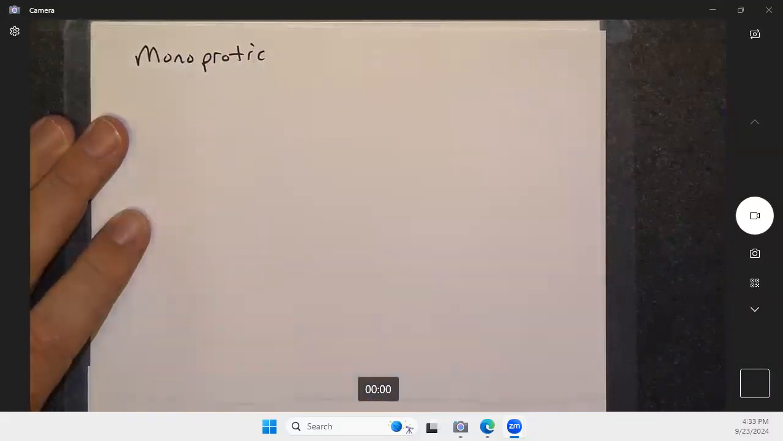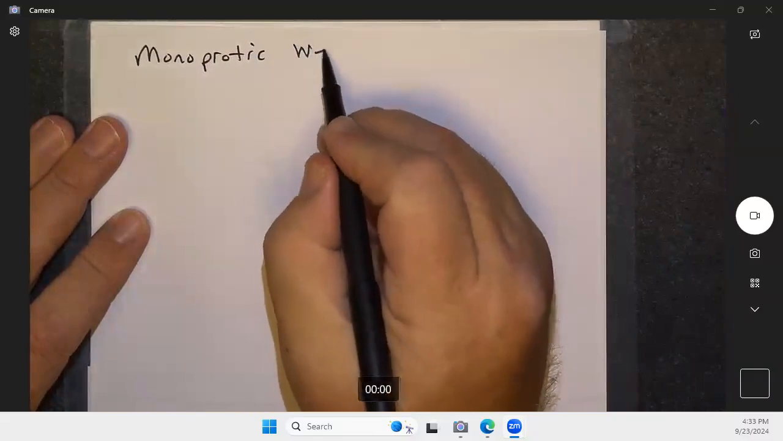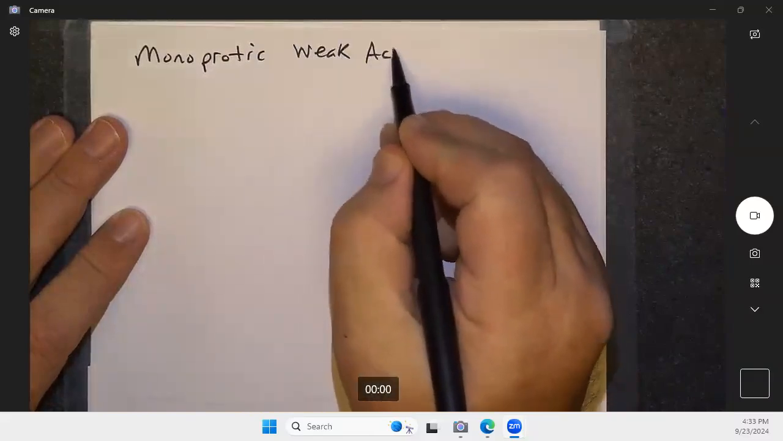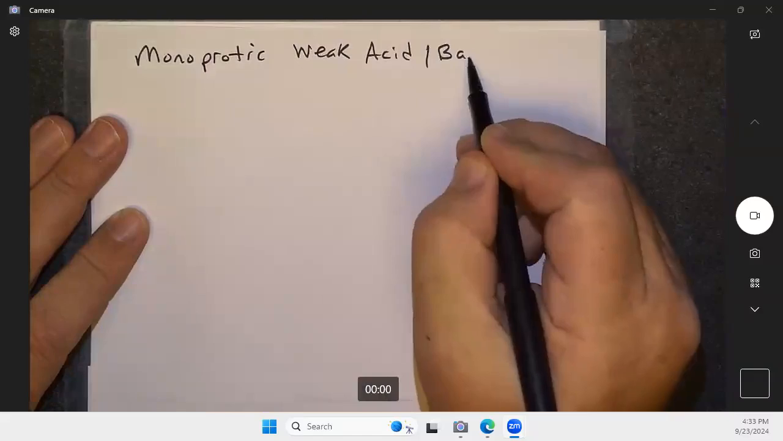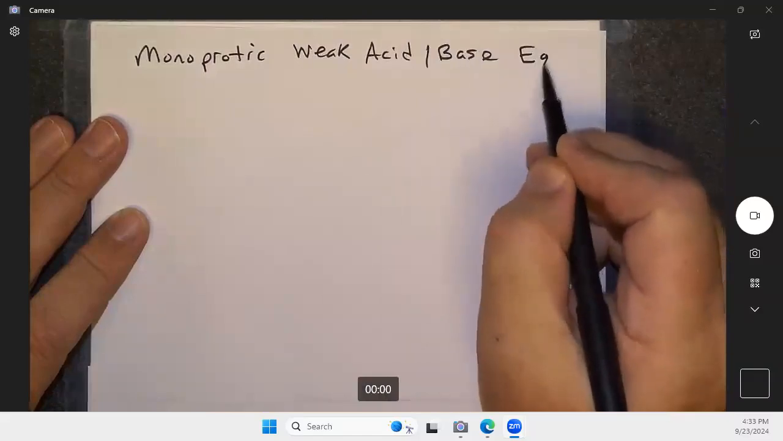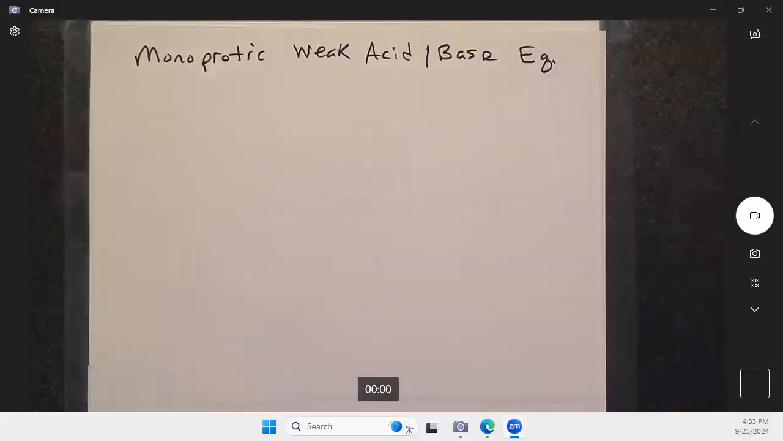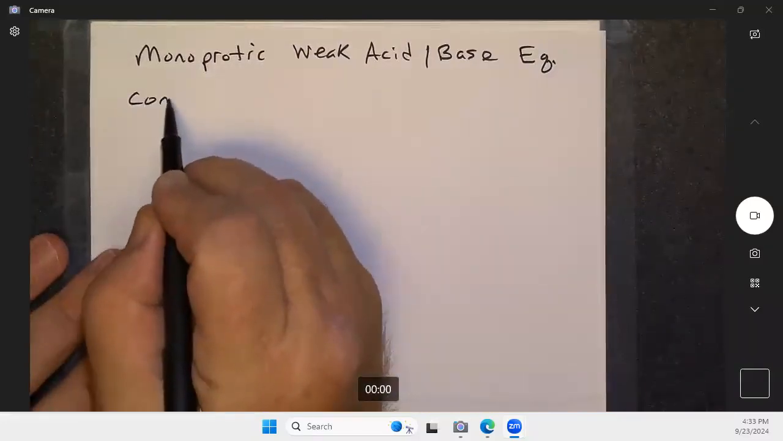So let's consider monoprotic weak acid base equilibrium. And let's compare formic acid and benzoic acid.